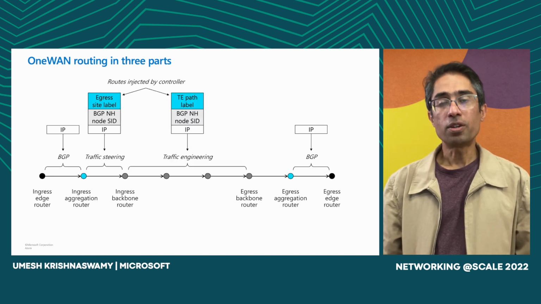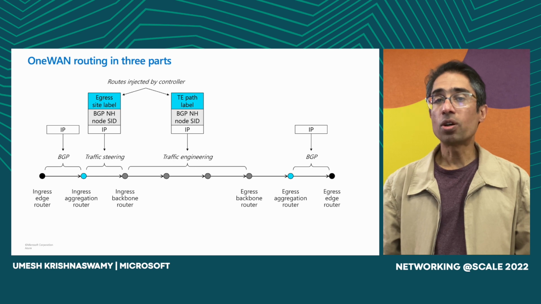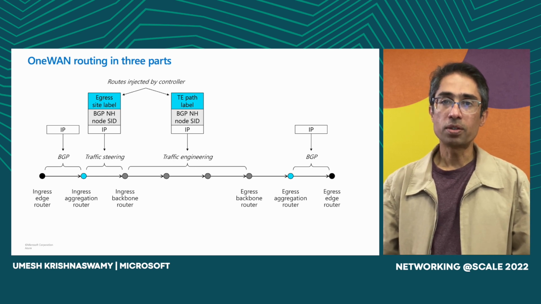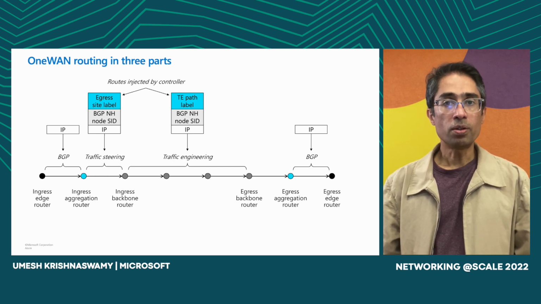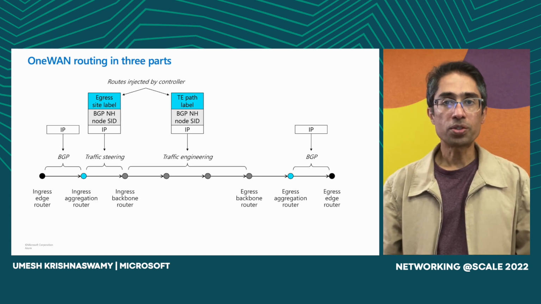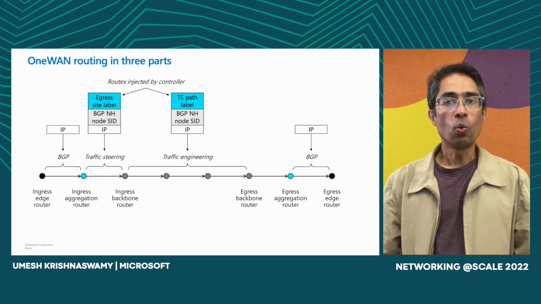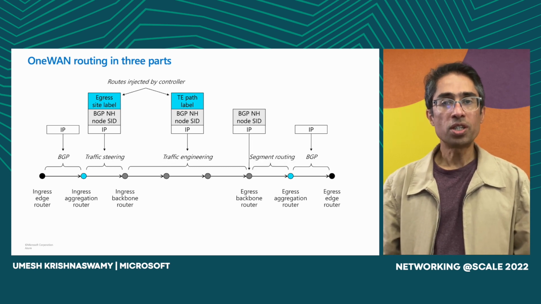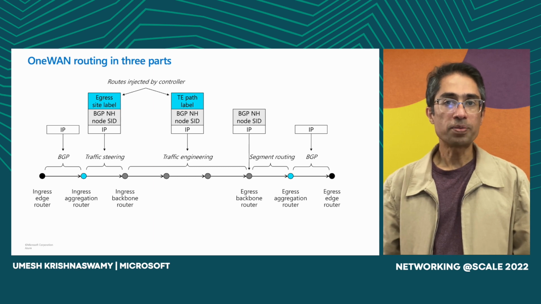The second part of the packet's journey is called traffic engineering. The controller creates tunnels between sites and assigns a path label for each tunnel. It also programs all the intermediate routers. Once the packet reaches the destination site, it follows standard protocol routing within the site.